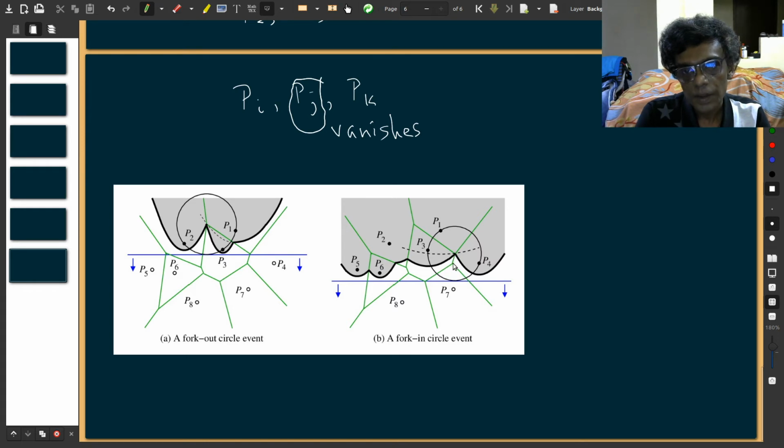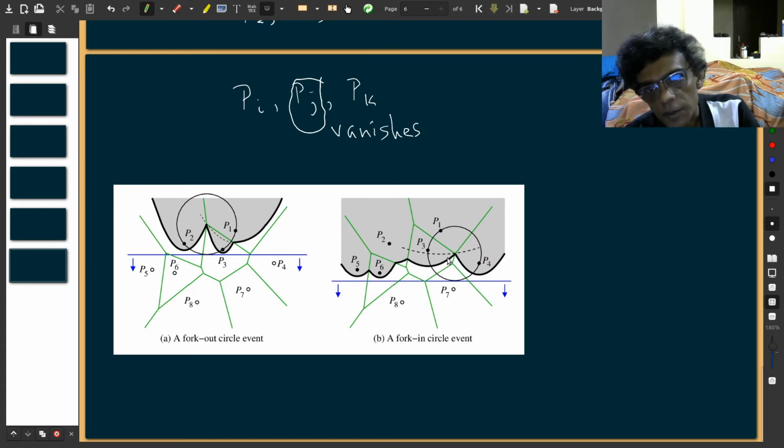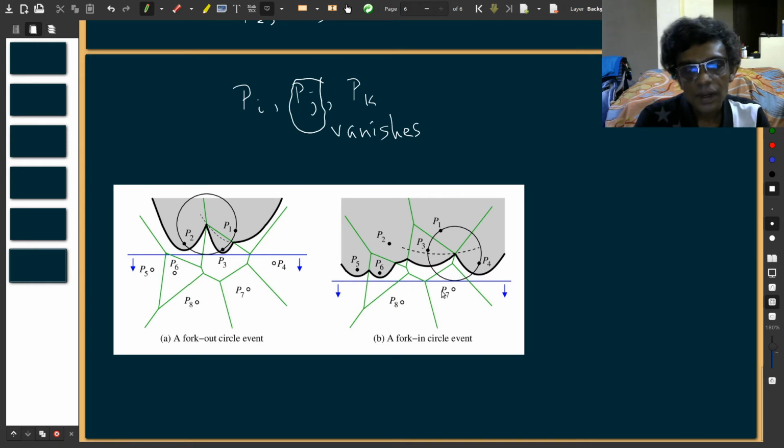Okay. So this is basically the geometry. It's somewhat complicated. There's a lot to visualize, but conceptually it's something like this. Okay. And you see, this circle event marks the end of this and the beginning of this and this, whereas this marks the end of this and this, and the beginning of this.